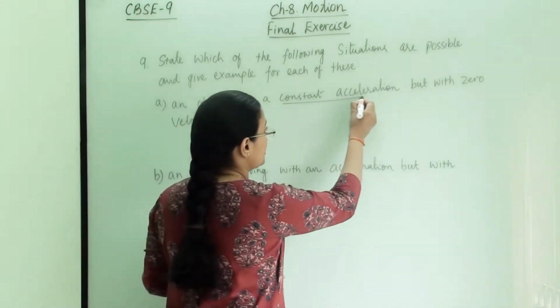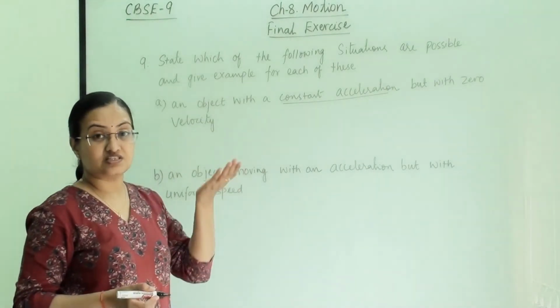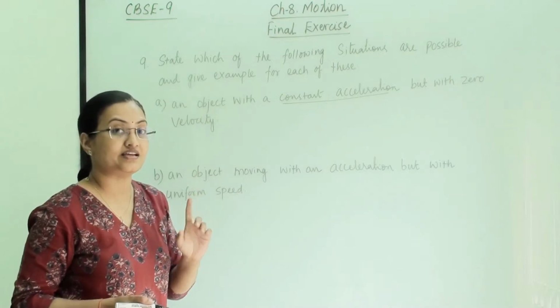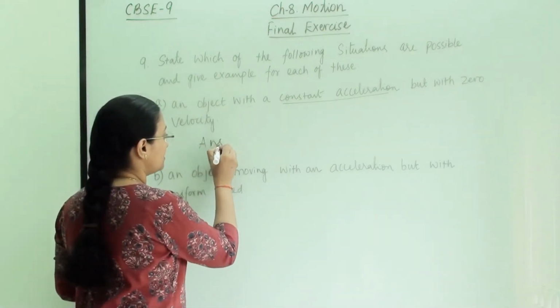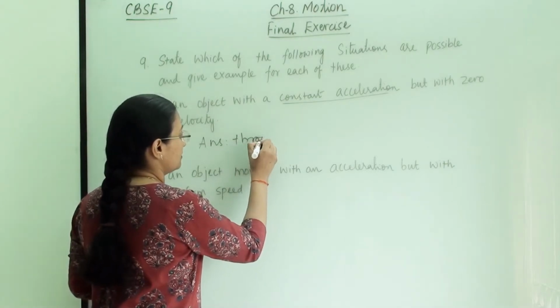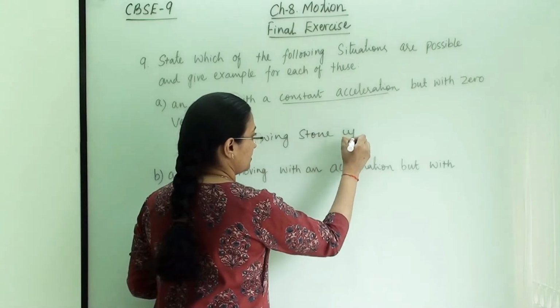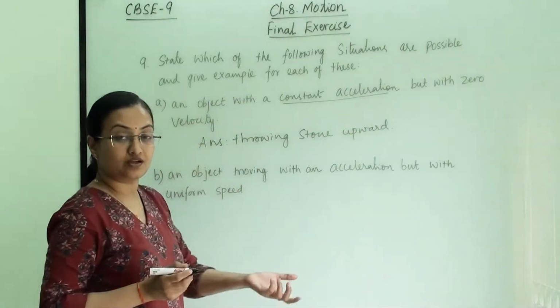The acceleration is constant but with zero velocity. So continuously that object is traveling with acceleration but it has zero velocity. So when will this happen? When we are throwing a stone upward. Stone or ball, anything, when we are throwing it in an upward direction.